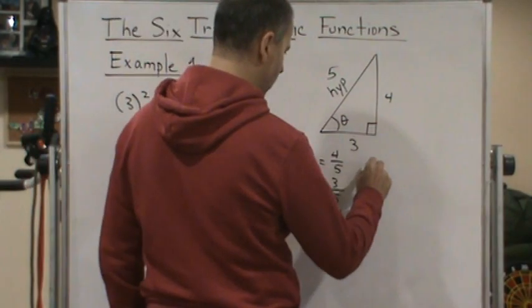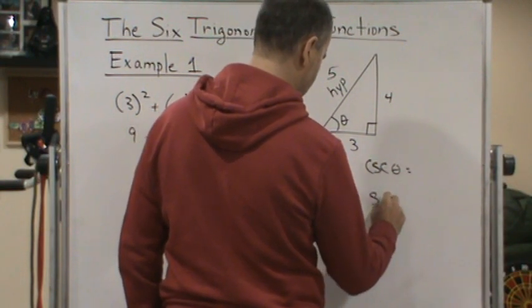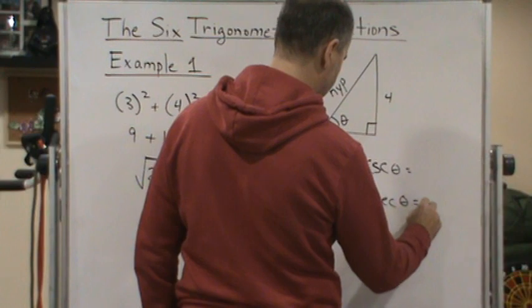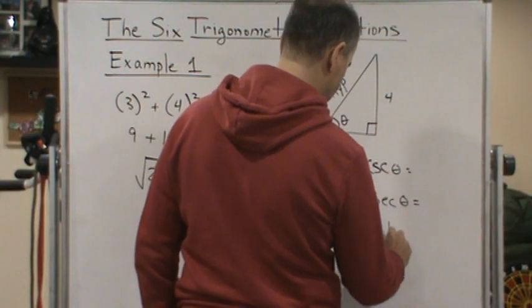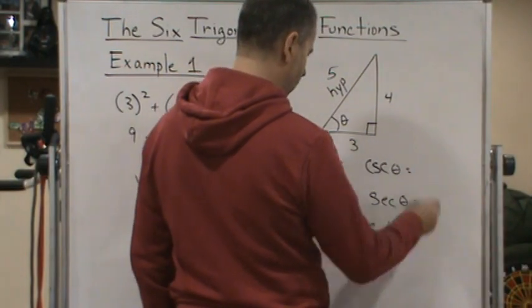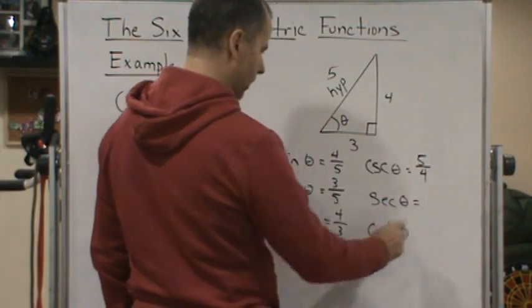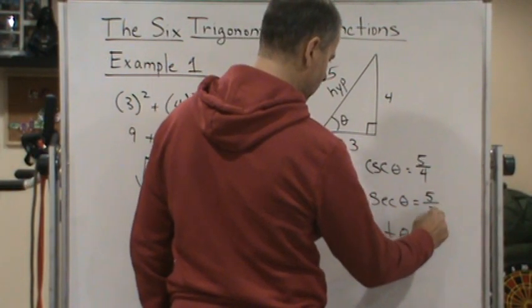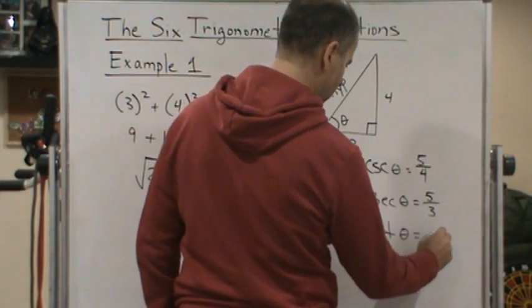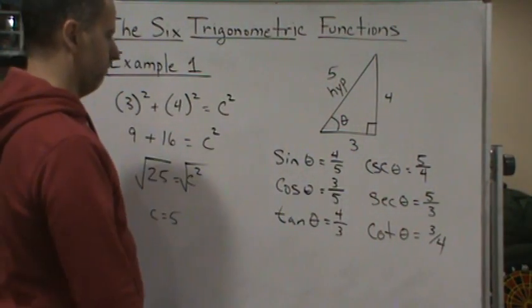So now to get the other ones, cosecant theta, secant theta, cotangent theta, they are just the reciprocals of these, right? So this would be 5/4, 5/3, 3/4, right? And that's it.